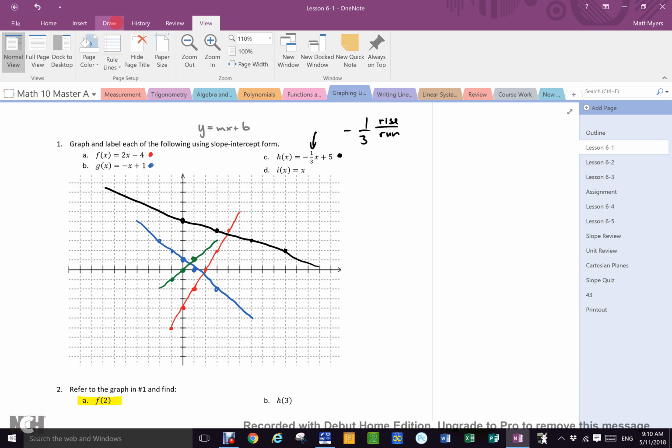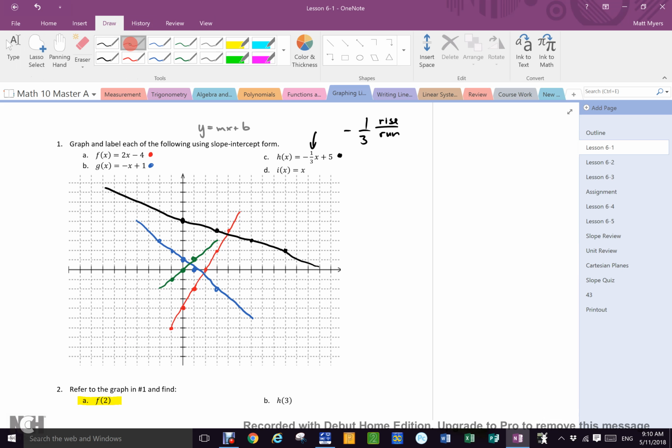Now, is this an x or a y value? It's an x value. So I would go to 2 on the x-axis and see where the red line hits it. Where does it hit? 0. So f of 2 equals 0. Everybody remembers that, right? You're about to be tested on it.